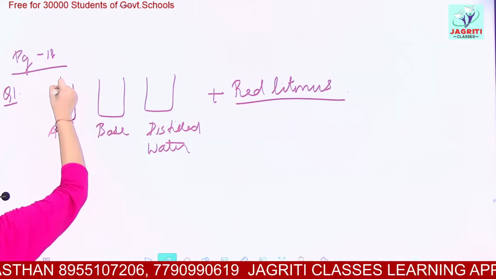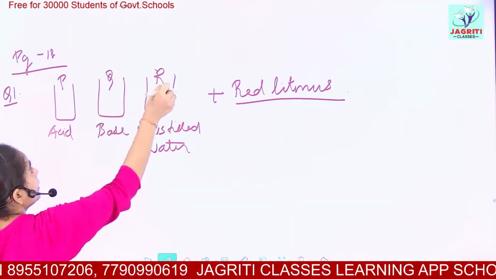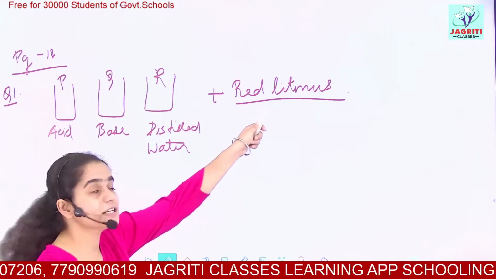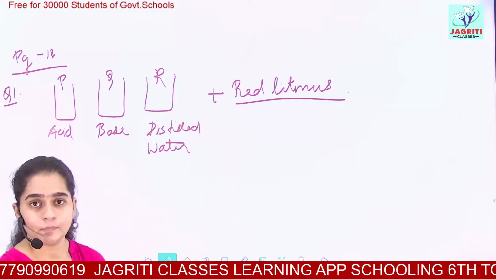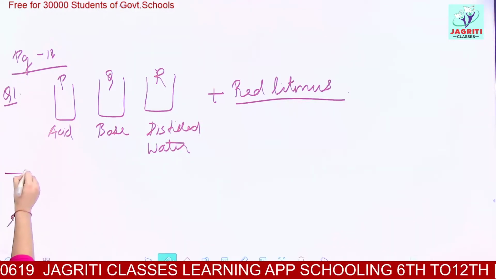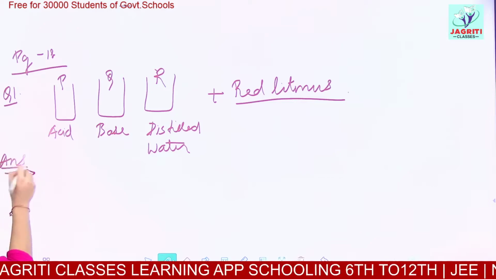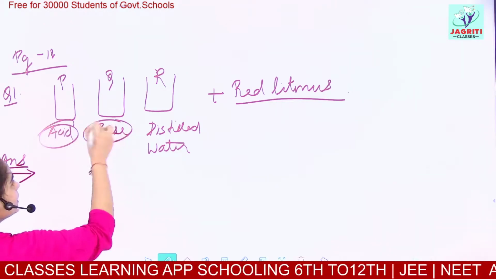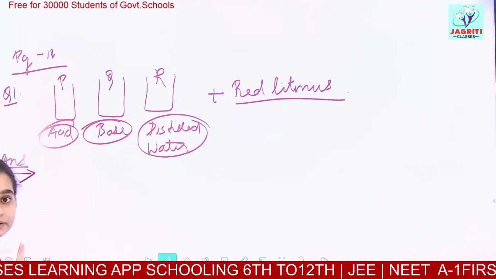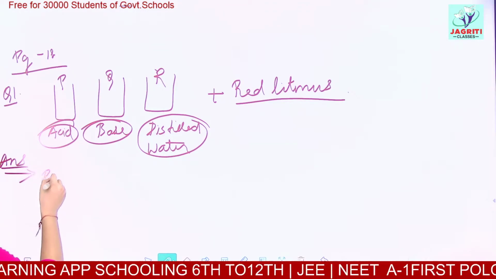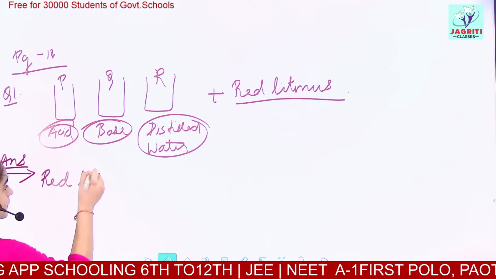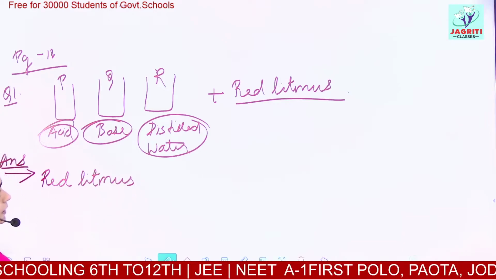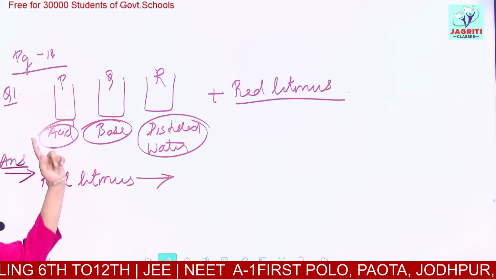Let me name the 3 test tubes as P, Q, R. And you only have a red litmus. How would you identify? So first of all, for getting the answer that which one is acid, which one is base and which one is distilled water, take your red litmus paper and dip it one by one in the 3 test tubes, okay?